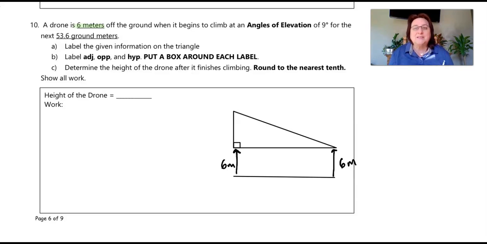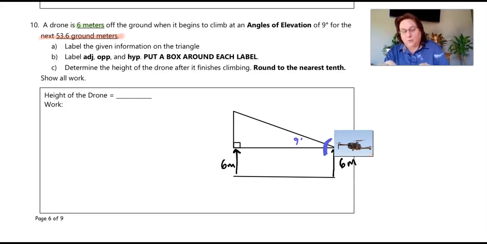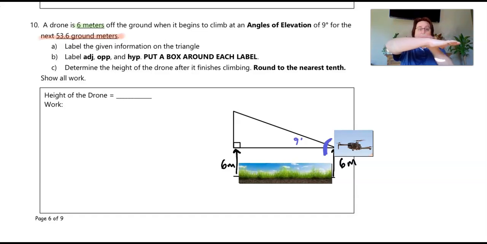Then it says it begins to climb at an angle of elevation. Climb means that it's going to go up. So our little drone starts right here. It begins to climb at an angle of elevation of 9 degrees. There's our angle of elevation, 9 degrees. Now this is where I want to point out something to you and what this means. It says for the next 53.6 ground meters. The ground is horizontal.